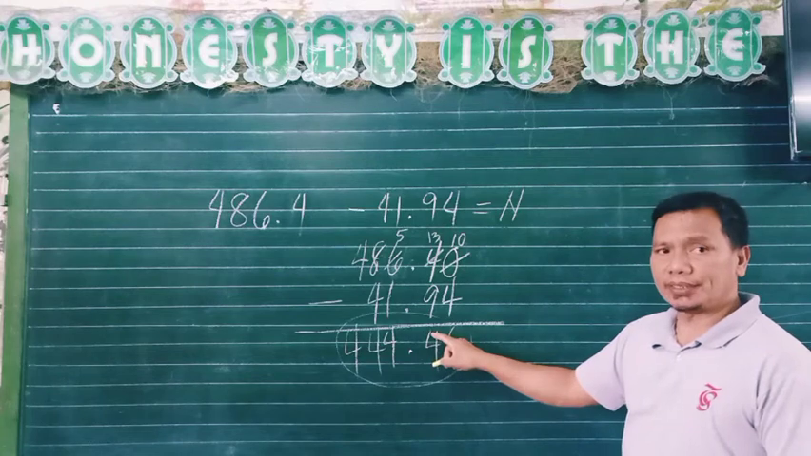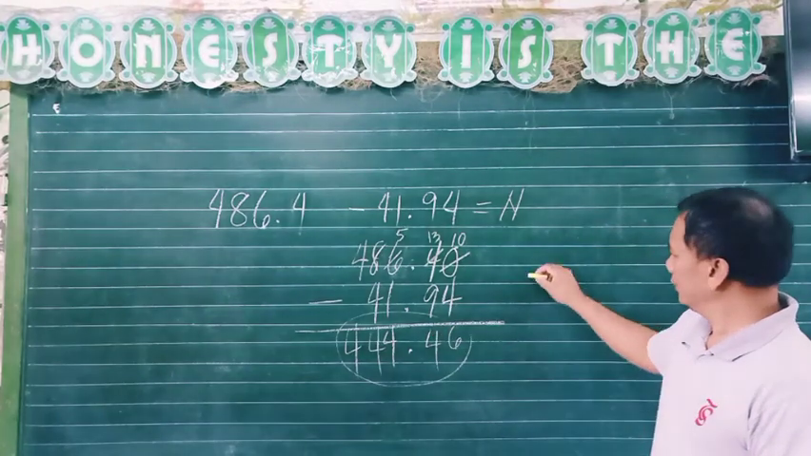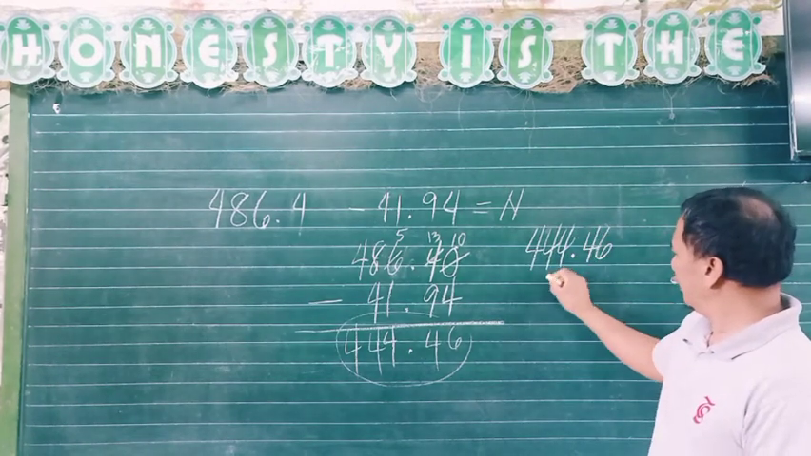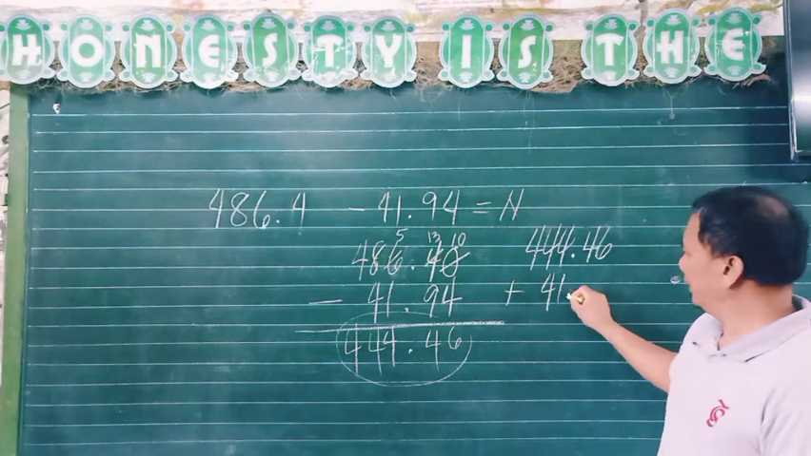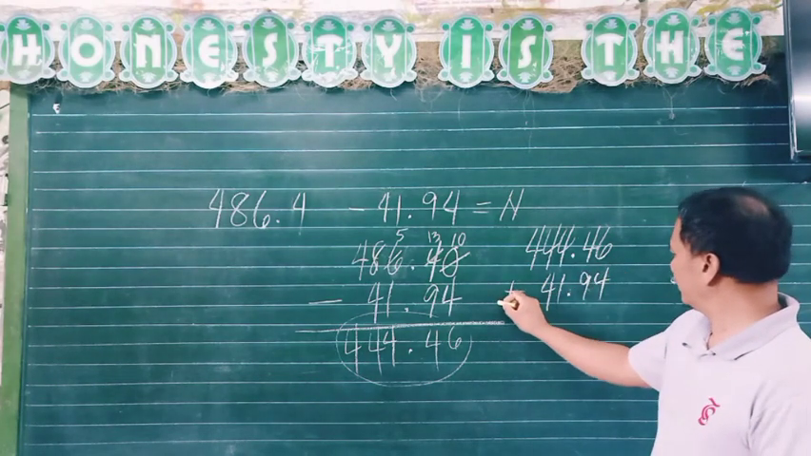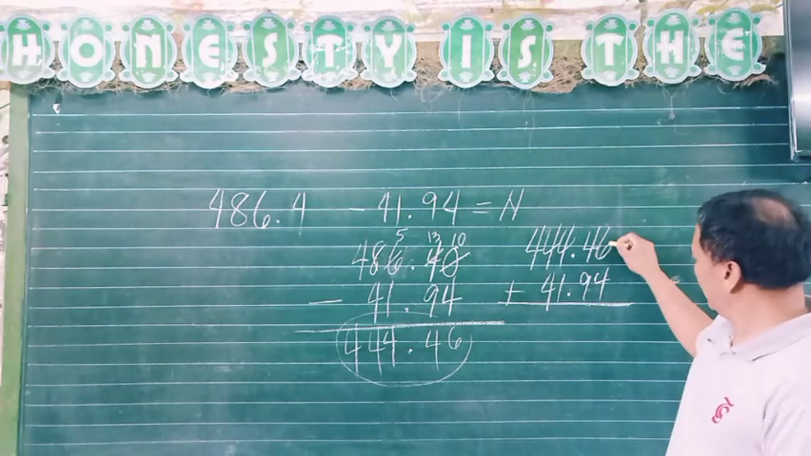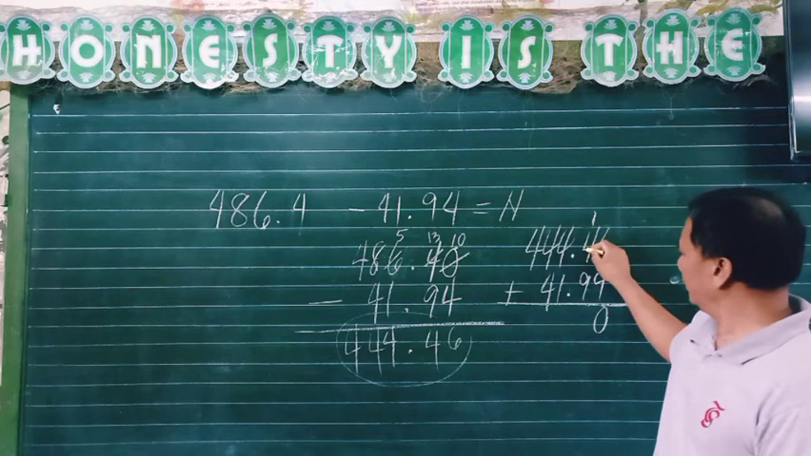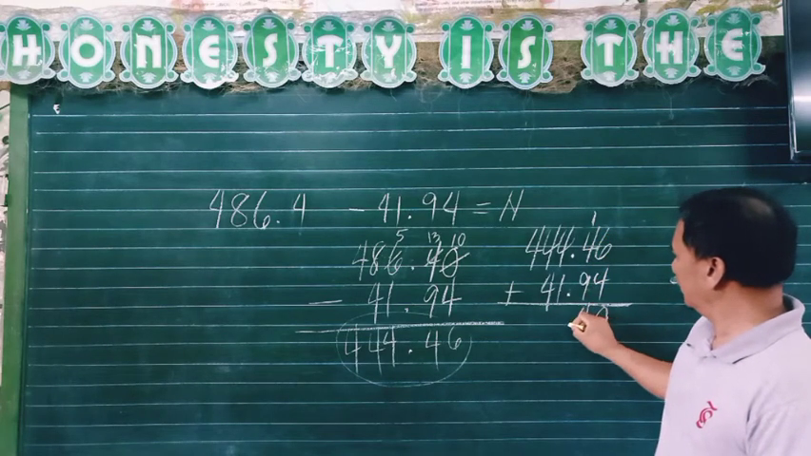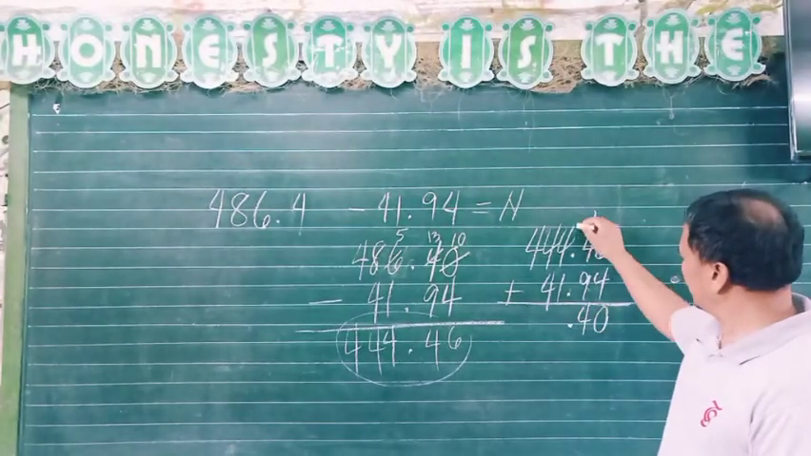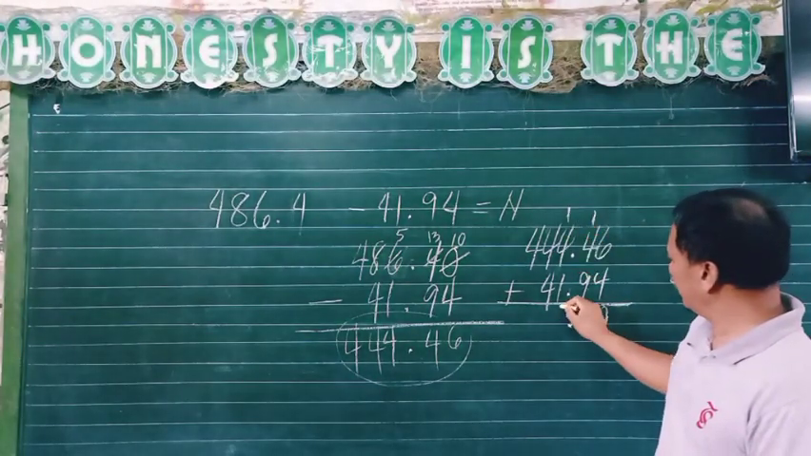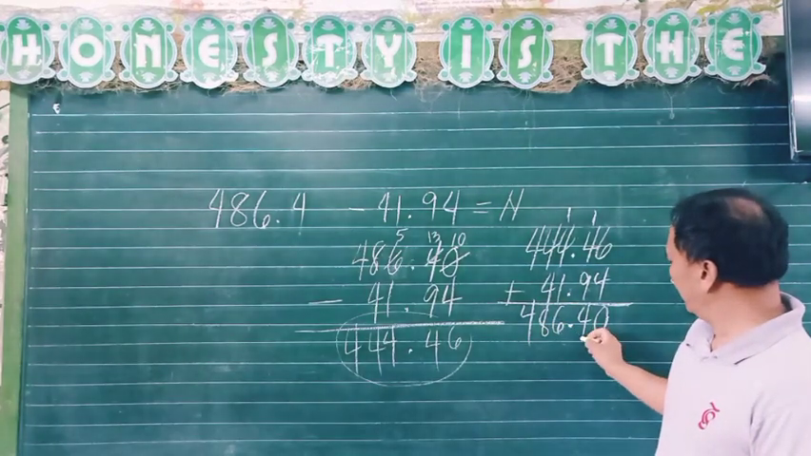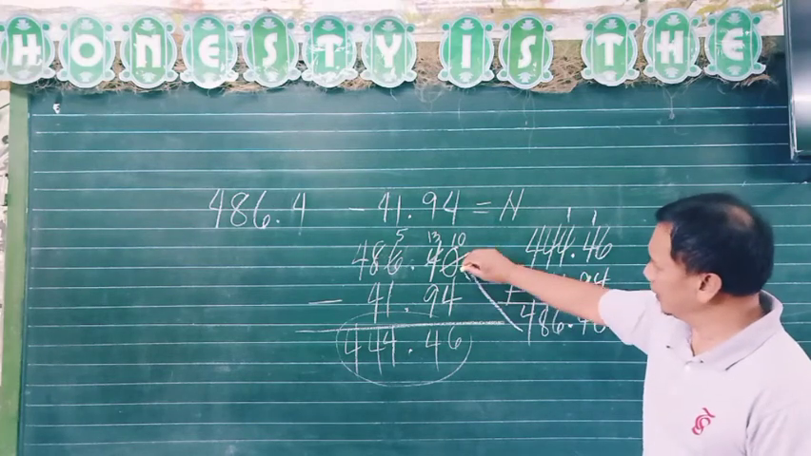by adding the difference plus the subtrahend. So you write that 444 and 46 hundredths plus 41 and 94 hundredths. So add 6 plus 4 equals 10, so 0, carry 1. 1 plus 4 equals 5 plus 9 equals 14. Then align the decimal point, carry 1. 1 plus 4, 5 plus 1, 6. 4 plus 4 equals 8, and then bring down 4. So 486 and 40 hundredths. So we got the minuend there.